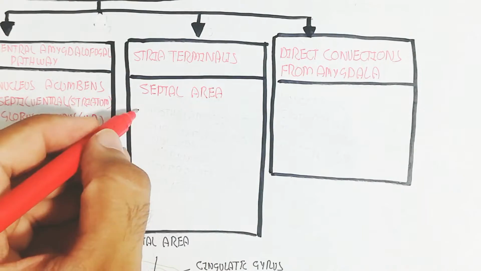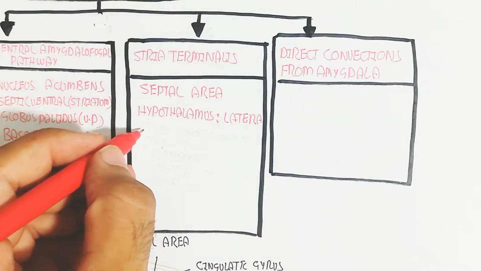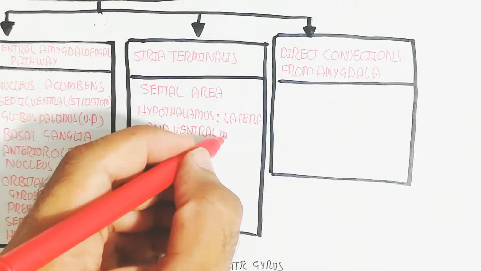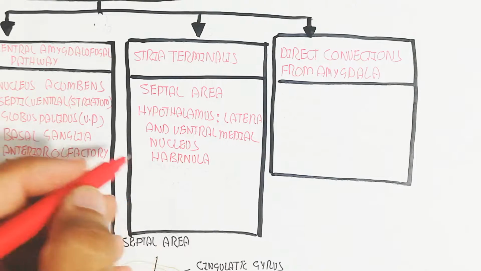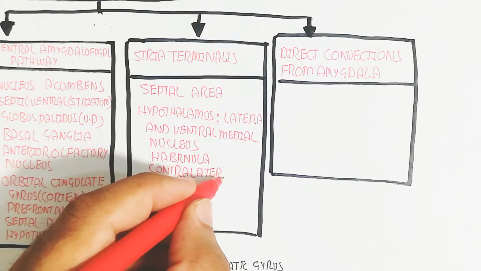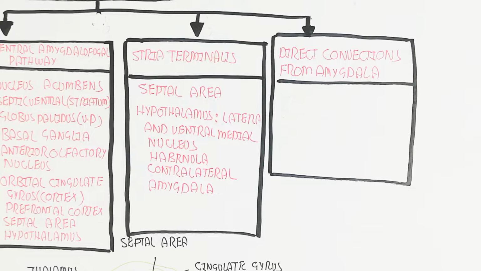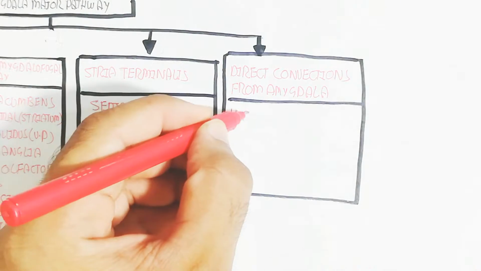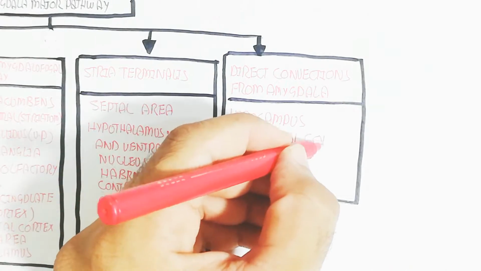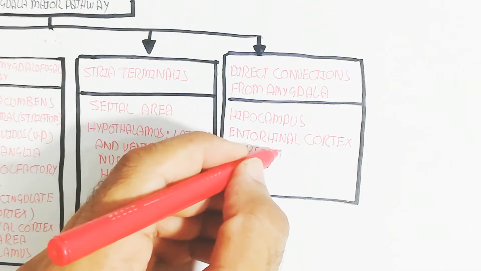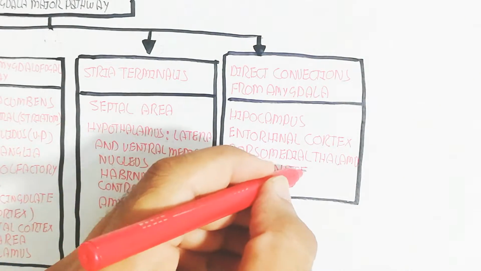This is the septal area, the hypothalamus, the lateral and the ventromedial nucleus, and the habenula. The contralateral amygdala is involved through the stria terminalis pathway, while the direct connection from the amygdala involves the hippocampus, entorhinal cortex, and the dorsomedial thalamus. The brainstem is also involved.